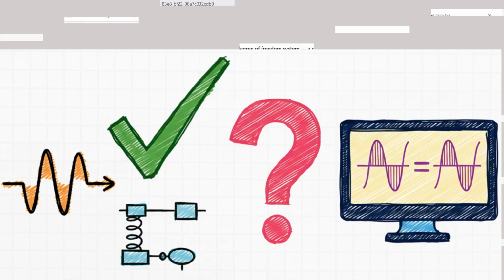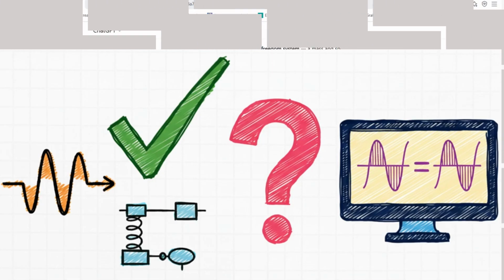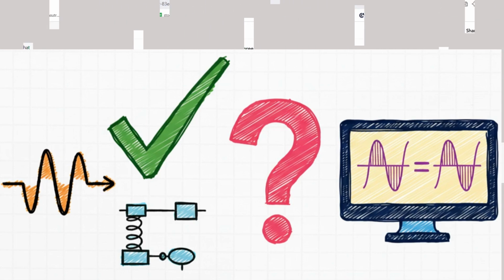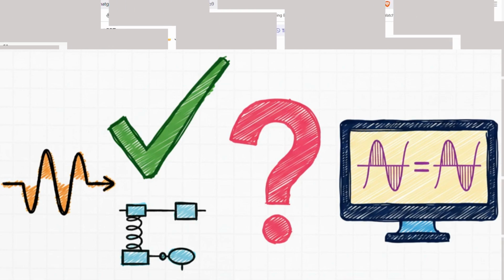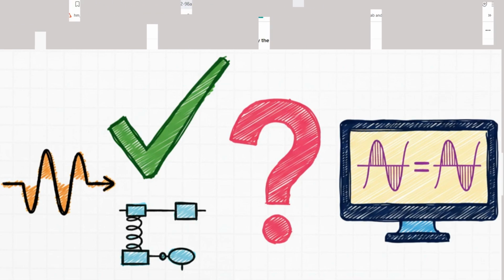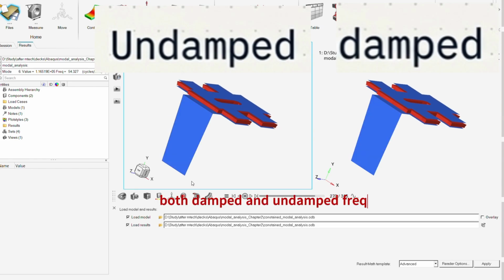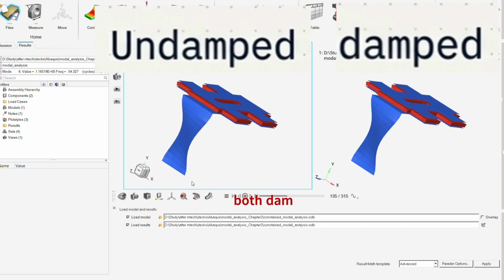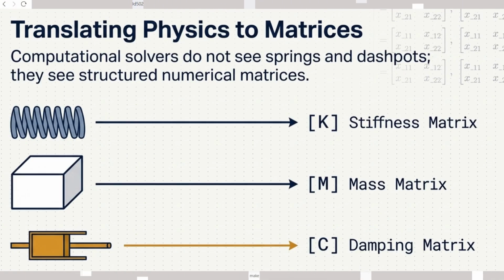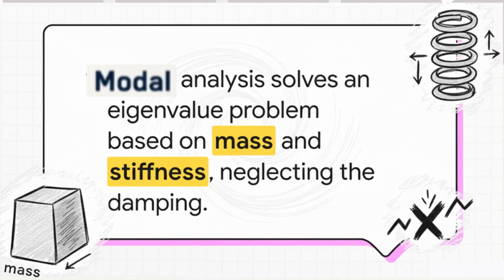So let's run this analysis without damping and with damping in any solver and find out whether the same thing is happening in the modal analysis or not. The modal analysis solves an eigenvalue problem based on the mass and stiffness matrix, and it neglects the damping. So there is no damping matrix involved here. That's why it always neglects damping.